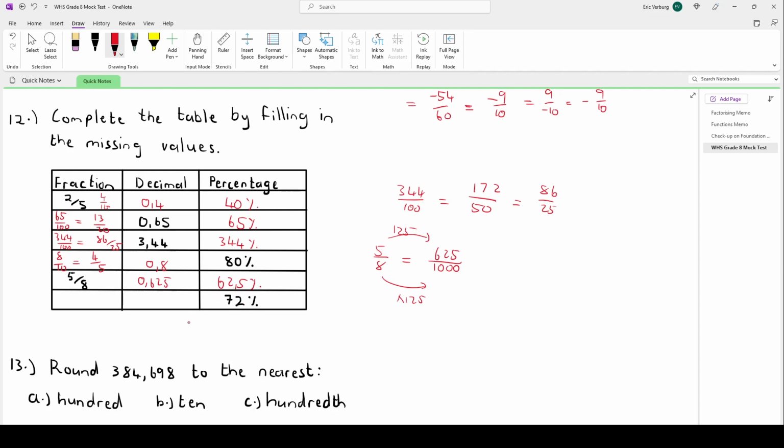Okay, 72%, again divided by 100 to get the decimal, 0.72. And then we're going to start with 72 over 100 for the percentage, and then simplify. So let's do the simplification here again. 72 over 100, you can divide both by, let's do 4. So that's going to be 18 over 25, and nothing more we can simplify there. So 18 over 25.